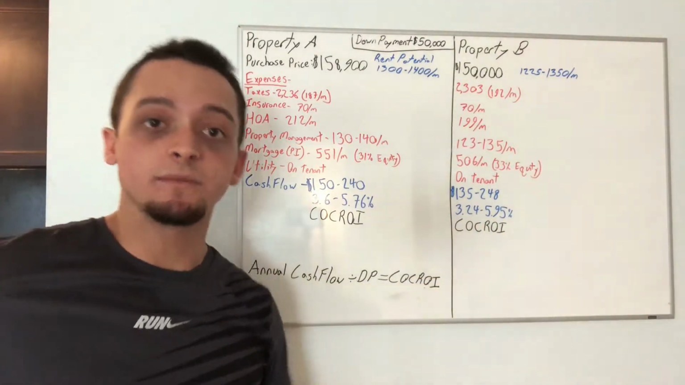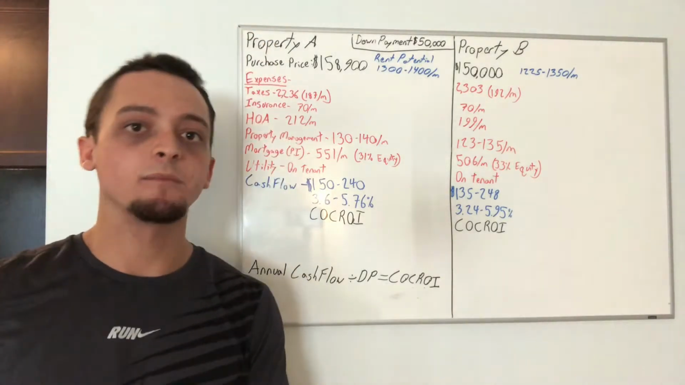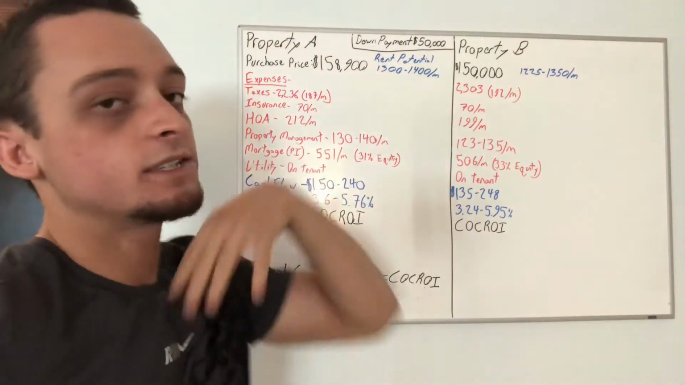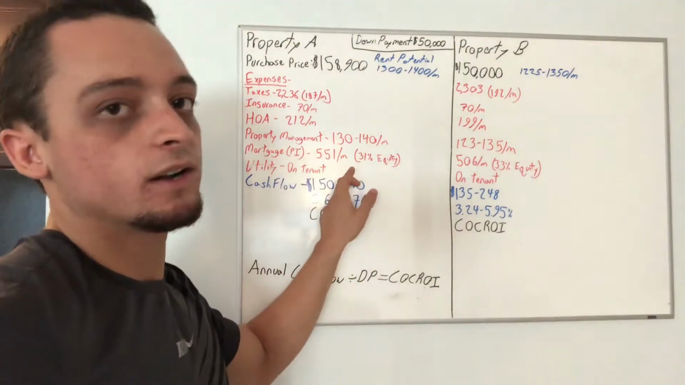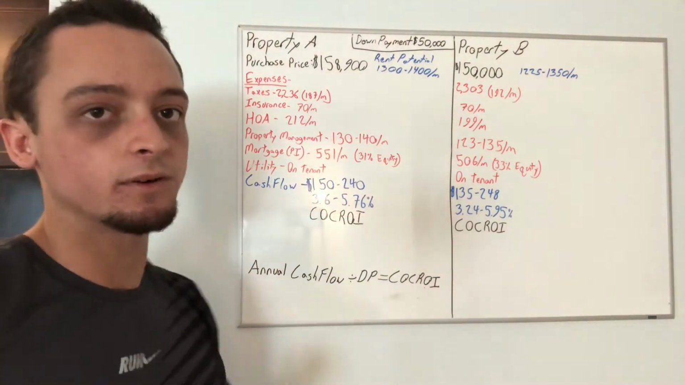Now those numbers may seem low, so then you might not look at these properties. You might go look in a different market. Maybe you can negotiate the purchase price to be less. If the purchase price is less, then your mortgage is going to be lower. If your mortgage is lower, then you have more monthly cash flow, and that's going to change all the numbers.